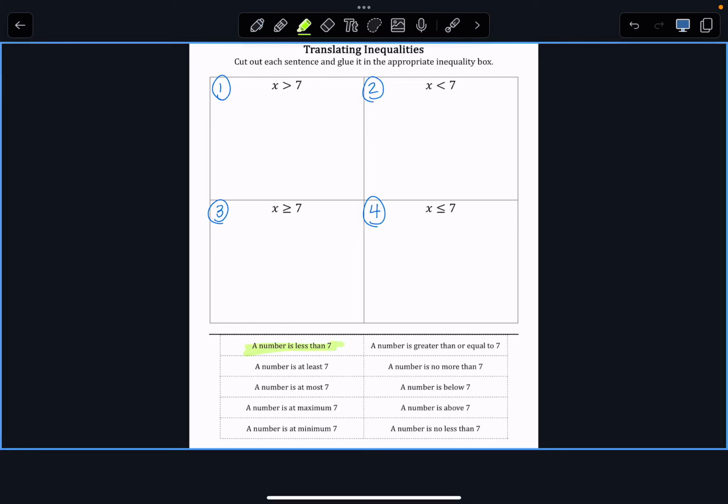A number is less than 7. I think that's one of our simpler ones. Okay. Logan, where do we put that one? Number 1. A number is less than 7. Number 2. We're going to put this in box 2. So you should have... You know what?